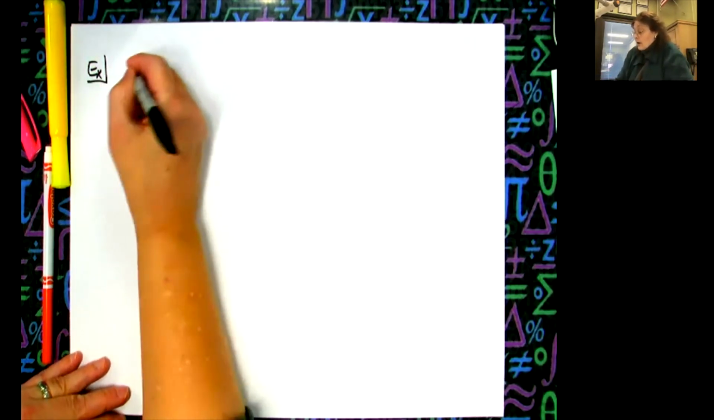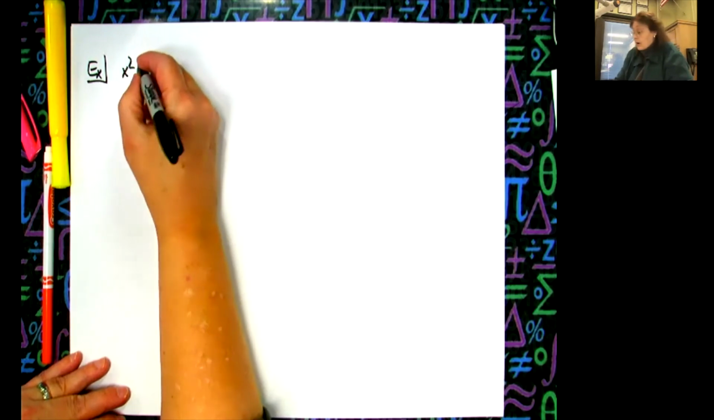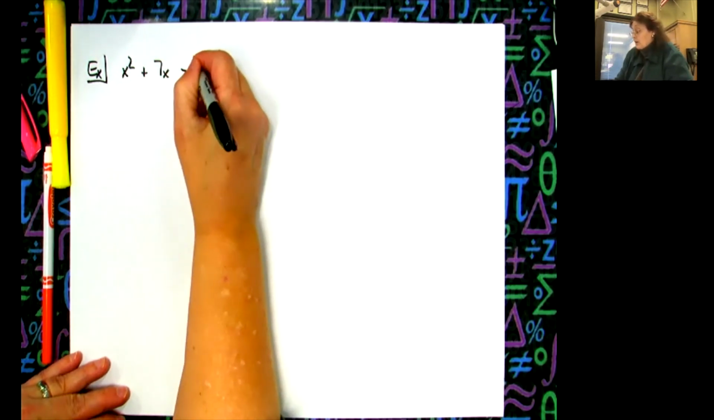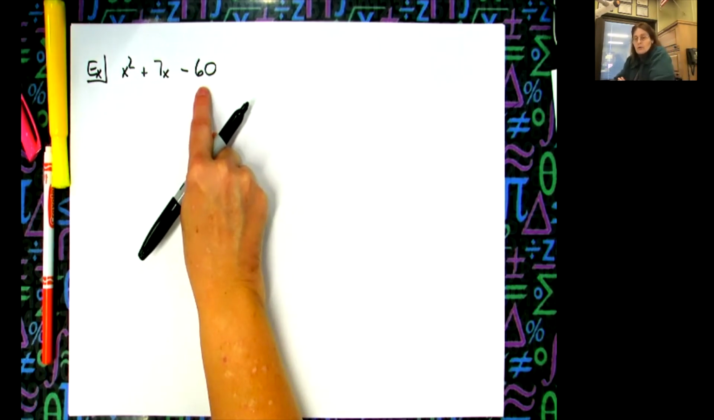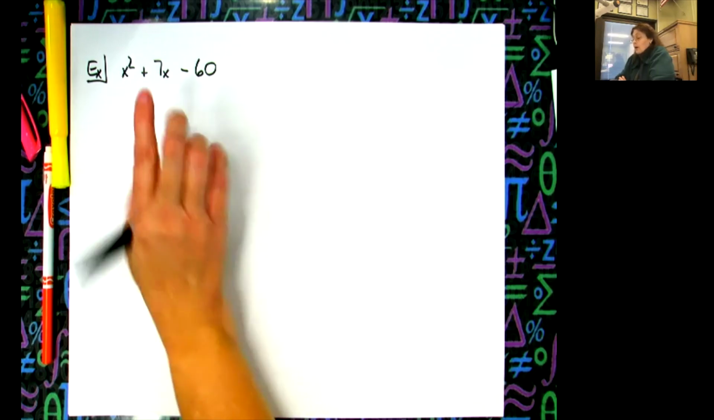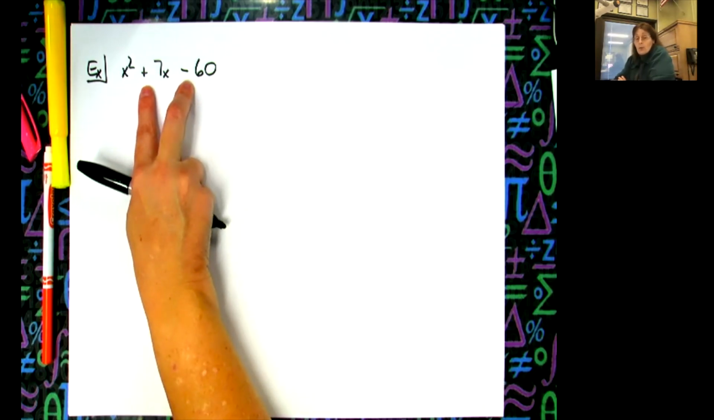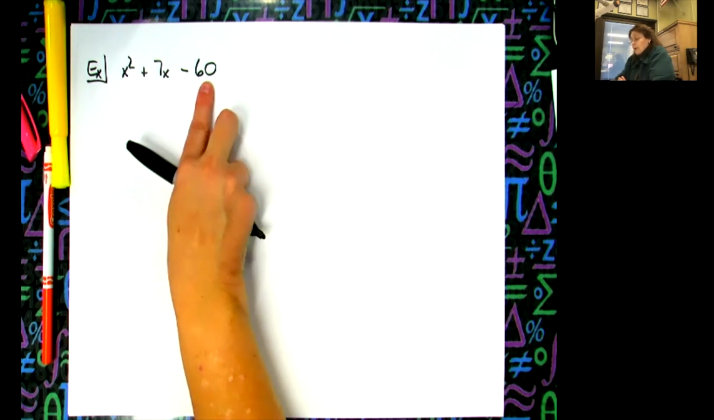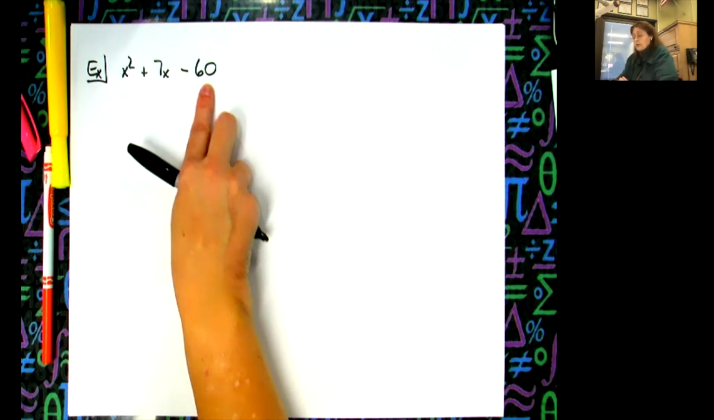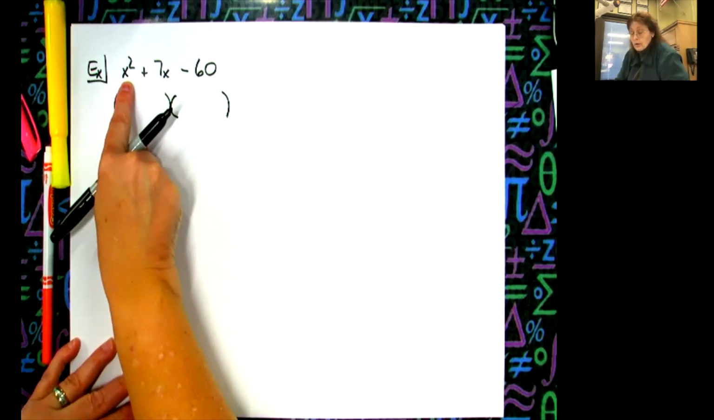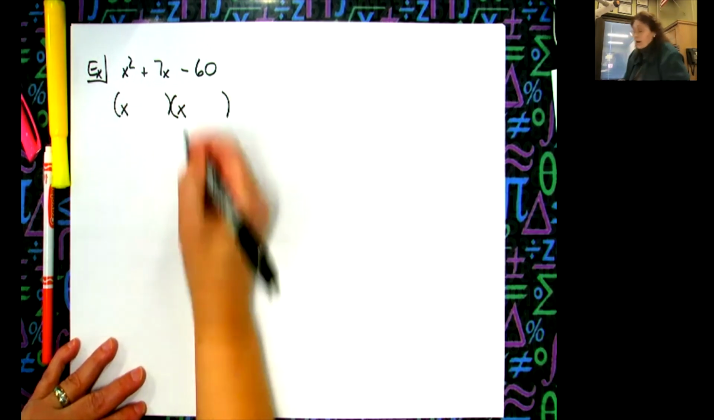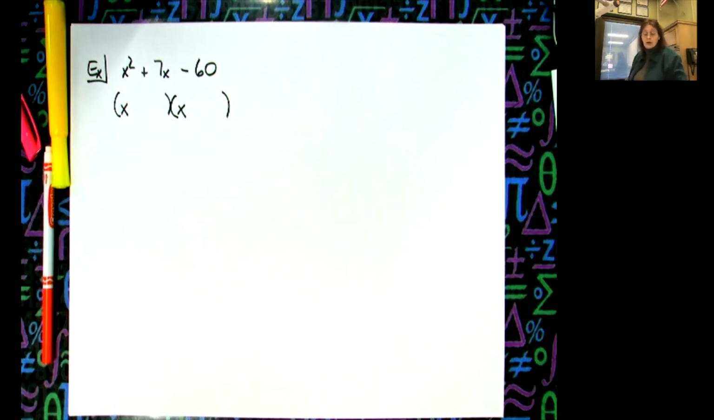So let's do one where our chart's going to end up being a little bit bigger. Let's do x squared plus 7x minus 60, because we get some big numbers in here. That means I'm going to have a lot of factors to choose from. Notice I can change up these signs any way I want. It is a trinomial, so I know it's going to factor into two binomials. Since this is an x squared, I know I'm going to have an x and an x, automatic. Every one of these is going to start like this every time.